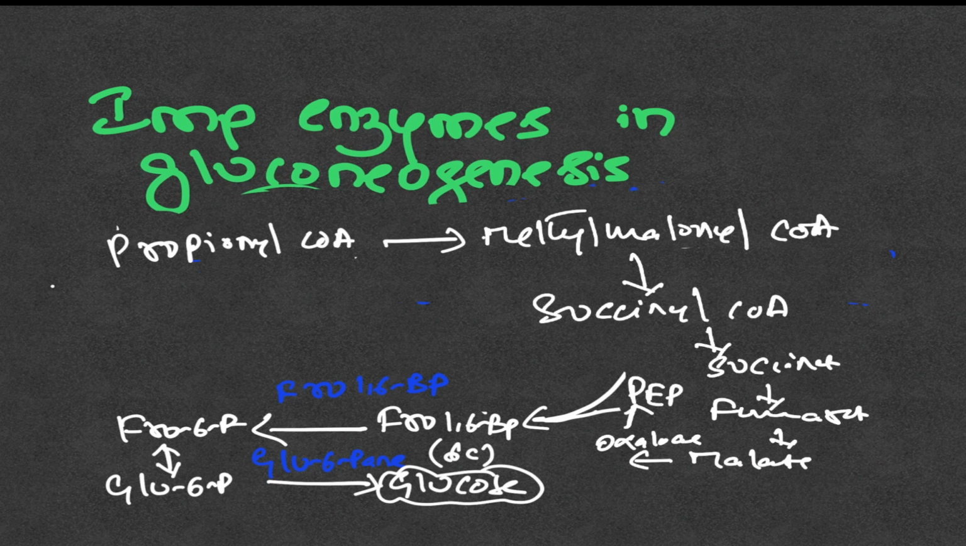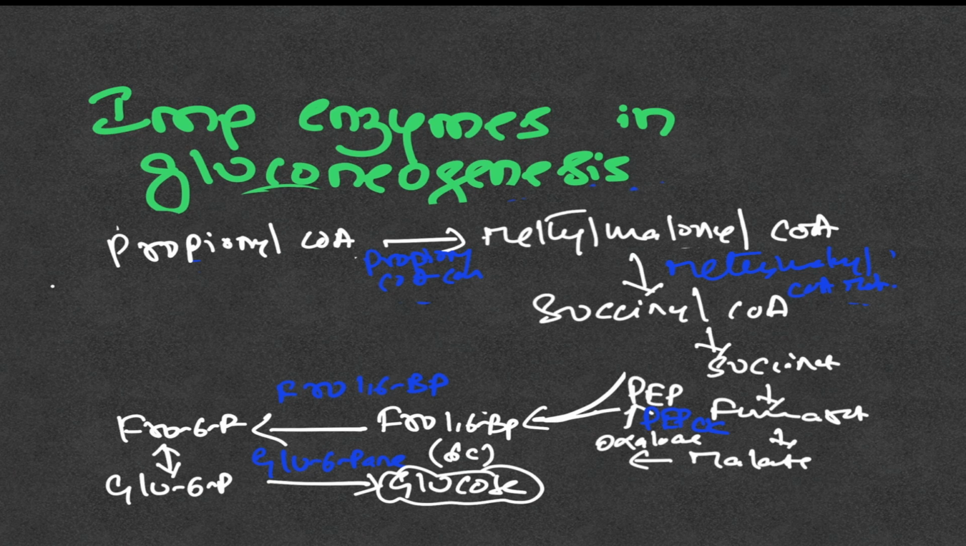So, let us see what the enzymes are. Propionyl CoA to methylmalonyl CoA, we have propionyl CoA carboxylase, and then methylmalonyl CoA to succinyl CoA, we have methylmalonyl CoA mutase. After that, other enzymes are there, TCA cycle enzymes. Oxaloacetate to phosphoenol pyruvate, we have PEPCK, phosphoenol pyruvate carboxykinase enzyme, and then we have fructose 1,6 bisphosphatase, glucose 6 phosphatase.